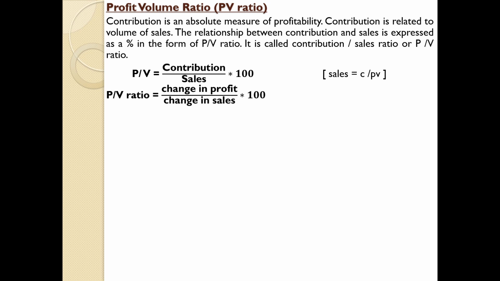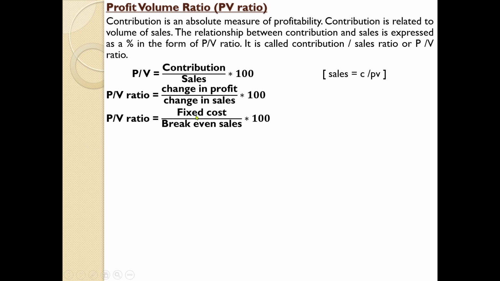Next one, PV ratio is change in profit divided by change in sales into 100. This equation is used whenever you are given details relating to two accounting periods. In such situations, we will be using this one, change in profit by change in sales into 100. Next one, PV ratio equal to fixed cost by break-even sales into 100. We will be studying break-even sales in detail in the coming sessions. I hope you know what is meant by break-even sales. Sales at break-even point is known as break-even sales.